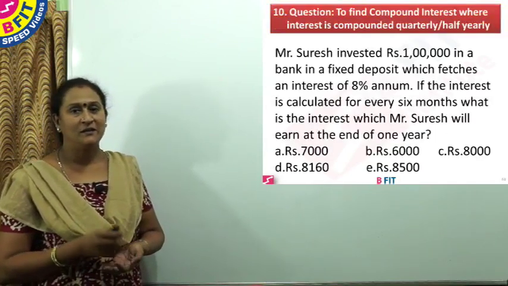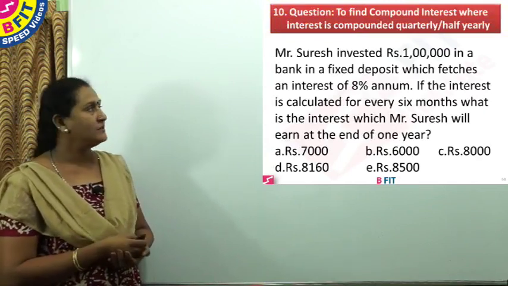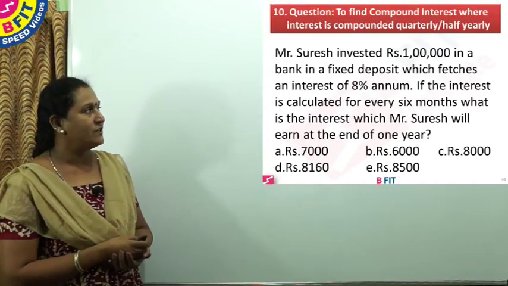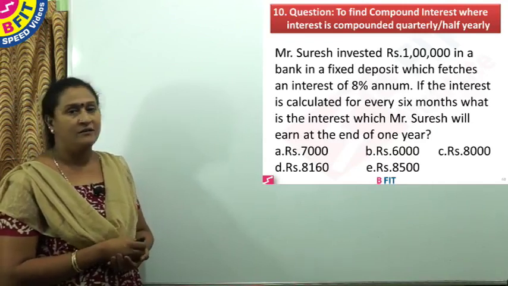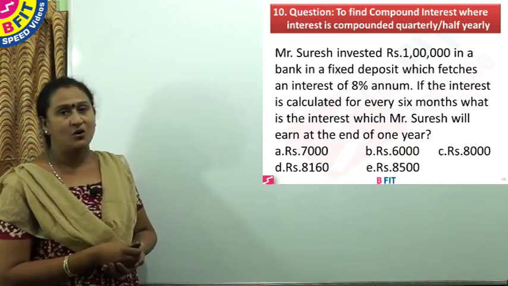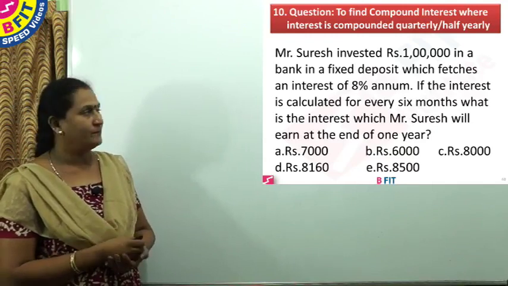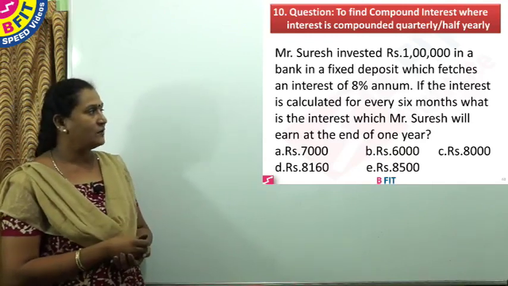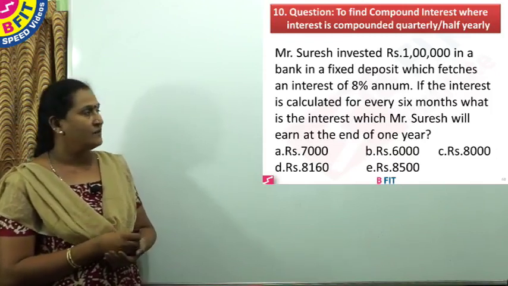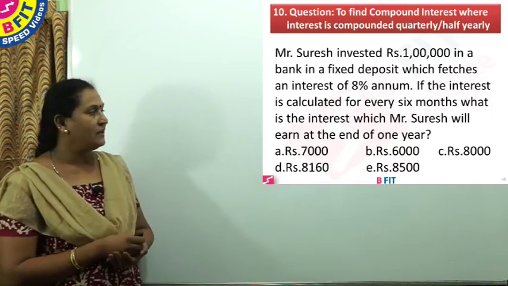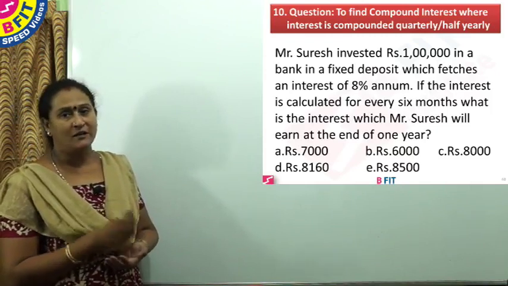So question number 10. Mr. Suresh invested 1 lakh in a bank in a fixed deposit which fetches an interest of 8% per annum. If the interest is calculated for every 6 months, what is the interest which Mr. Suresh will earn at the end of 1 year?